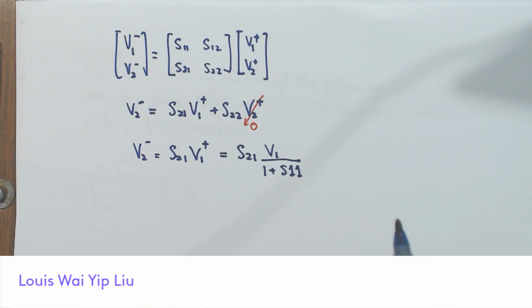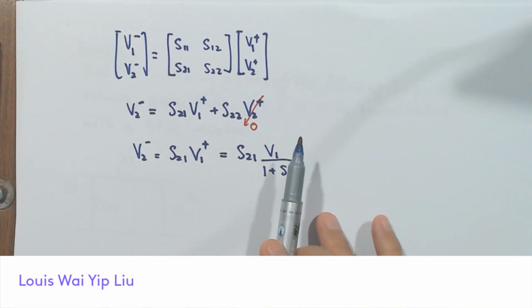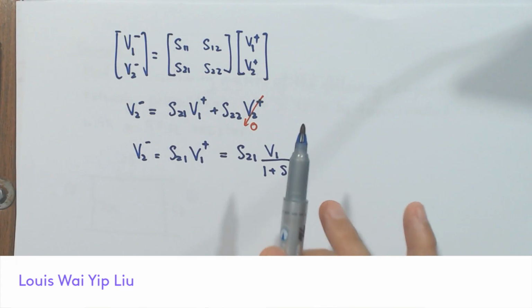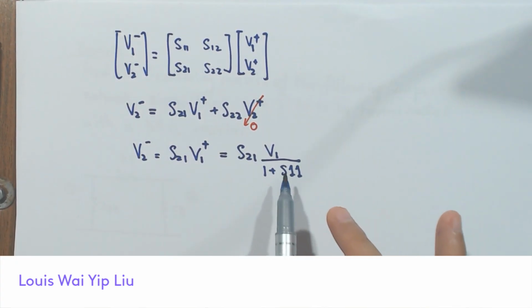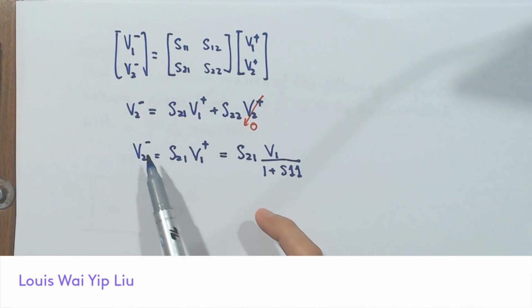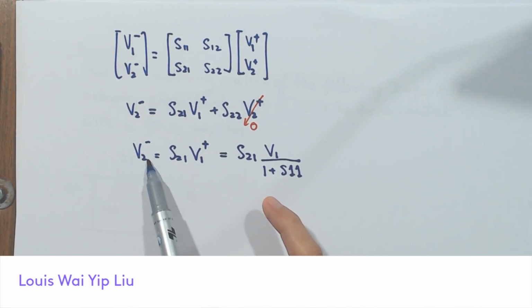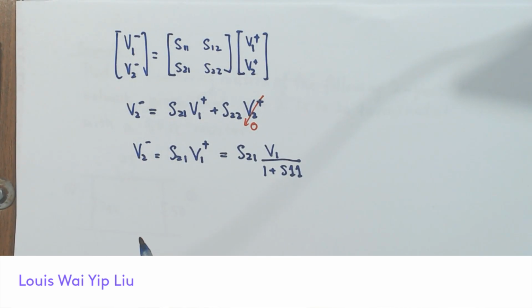Now, the left side of the equation has already been taken care of. But how about the right side? We need V2 minus, the reflected wave at port 2. And how can we find the reflected wave from port 2?